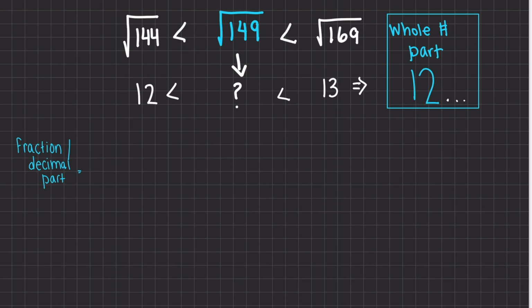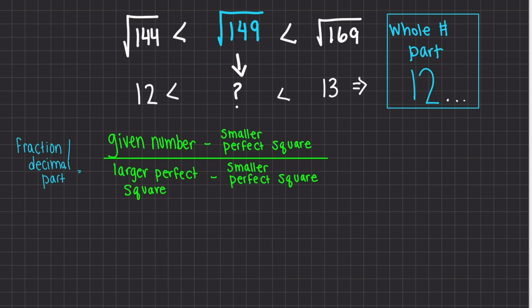The next part is finding the fraction or decimal portion of the remaining part of this number. Depending on the question that you're given, you might have to answer in fraction or decimal form, or both. And this can be done using this simple equation. You want to take your given number, in this case 149, subtract the smaller perfect square, which is 144 here, then divide that by the larger perfect square, which is 169, minus the smaller perfect square, which is 144.